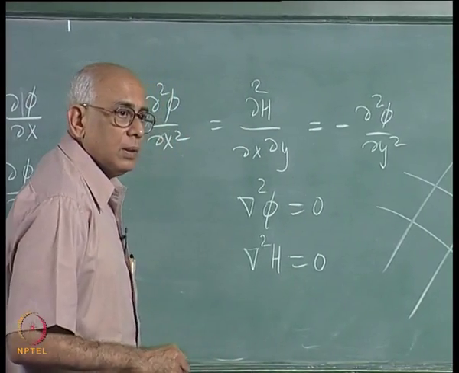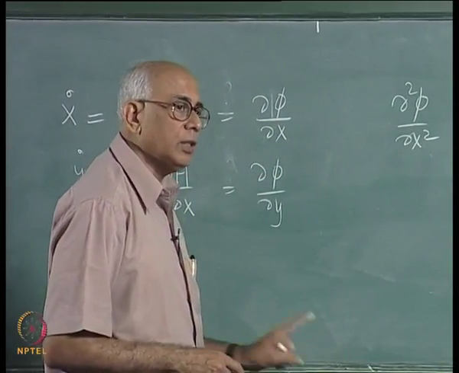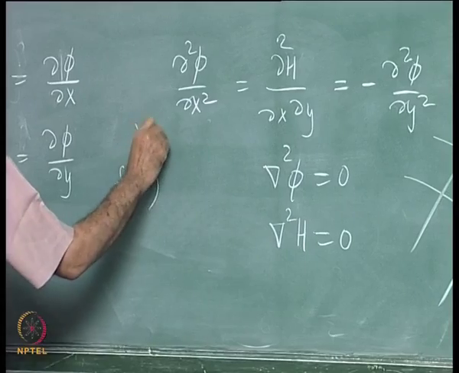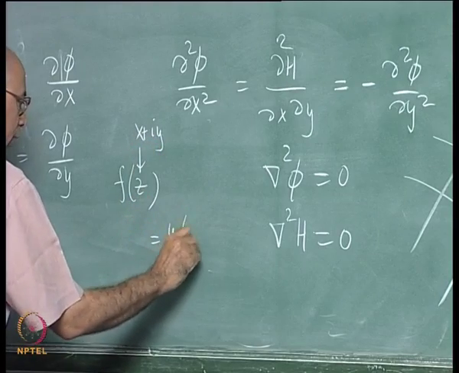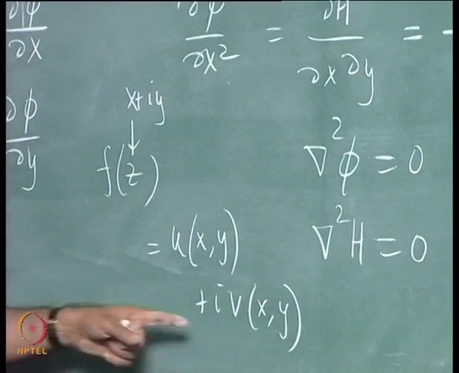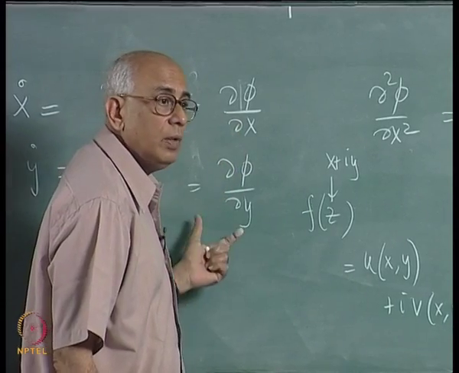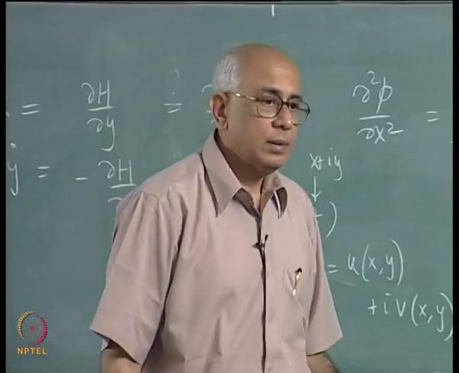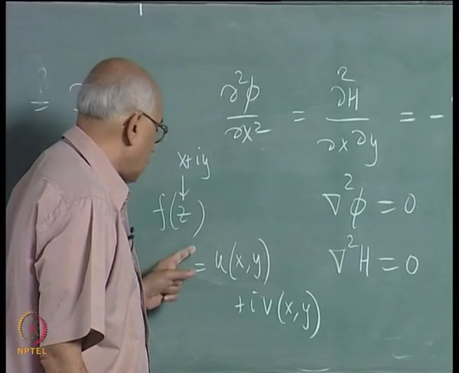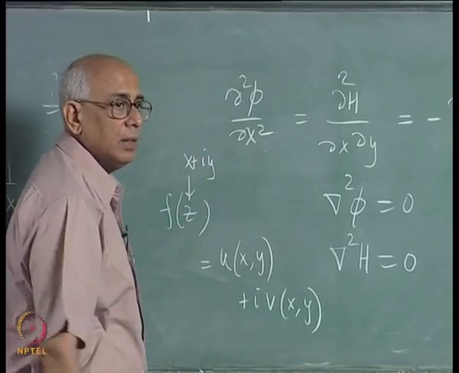Now it turns out, and you are familiar with this perhaps from complex variables, that if you took an analytic function of the complex variable z, where z is x plus i y, and wrote this as u of x comma y plus i times v of x comma y, then u and v obey precisely these conditions. Instead of phi and H, you have u and v, and they are called the Cauchy-Riemann conditions. And we know moreover that the real and imaginary parts of any analytic function of a complex variable z are harmonic functions related by the Cauchy-Riemann conditions.